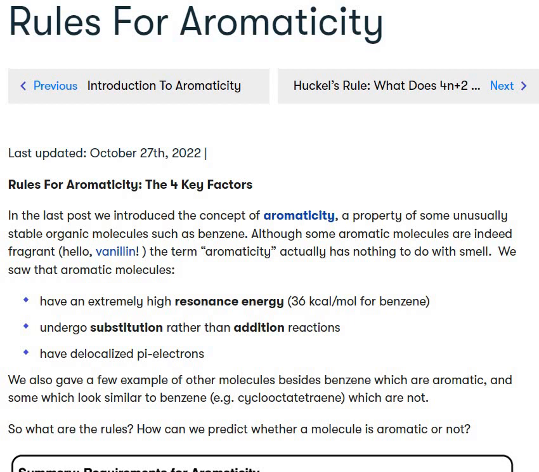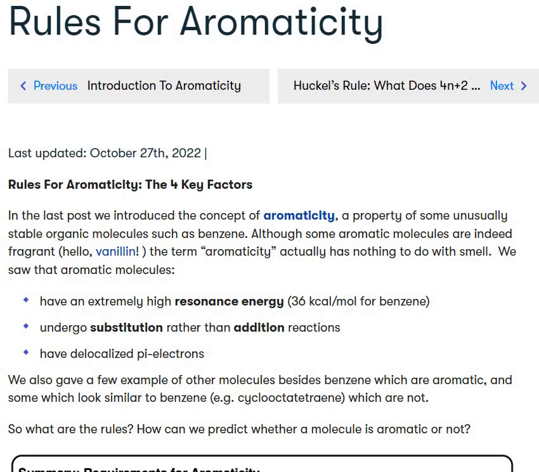Today in this video, I am going to talk about rules for aromaticity. So let us start learning the rules of aromaticity. Rules for aromaticity, the four key factors.